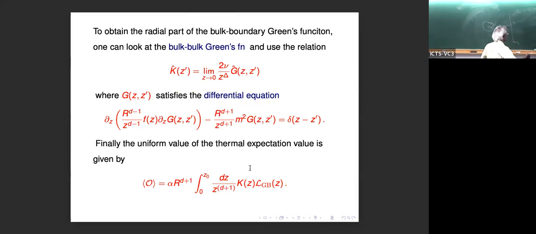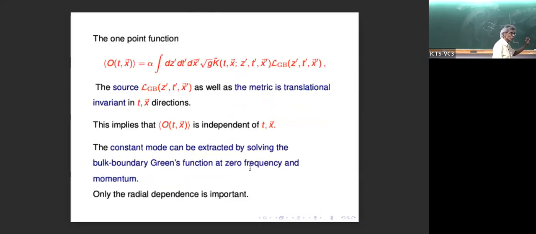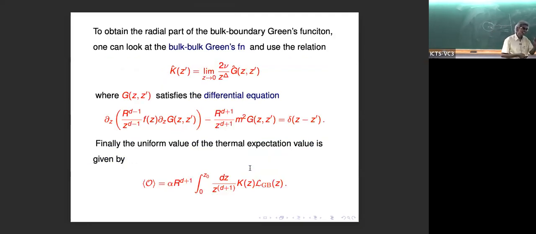For the bulk Green's function in the black hole background, it is solvable exactly, but at zero frequency and zero momentum, because that's what you need to extract the constant value. It is solvable only at zero frequency. If you take the general one for arbitrary frequency, it's some Heun function. It's very special. It just happens that it's solvable for that particular case.